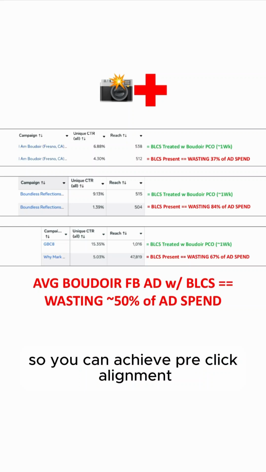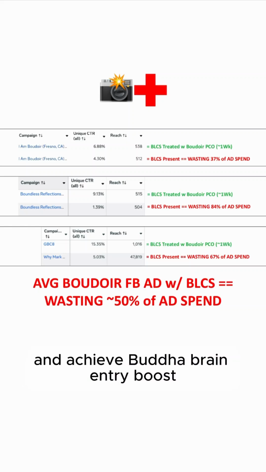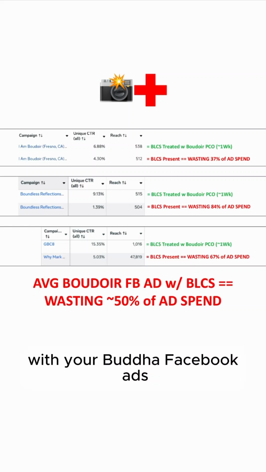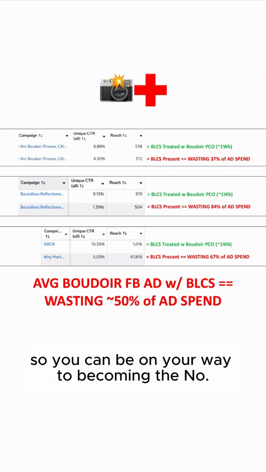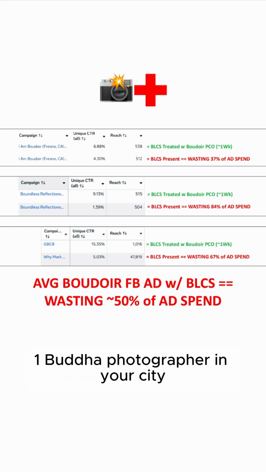You can achieve pre-click alignment, become a dominant Boudoir advertiser, and achieve Boudoir brain entry boosts with your Boudoir Facebook ads. So you can be on your way to becoming the #1 Boudoir photographer in your city.